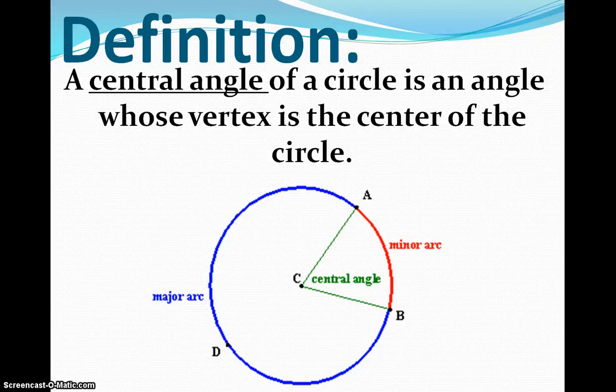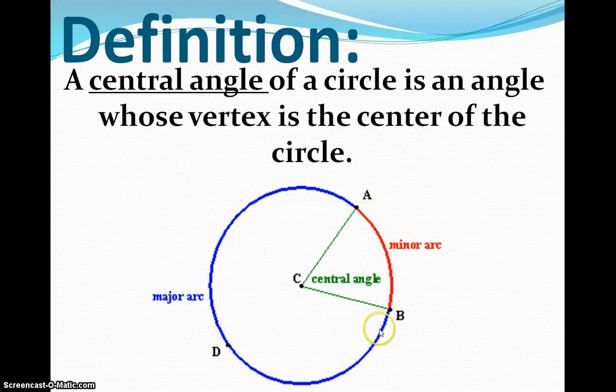The central angle of a circle is an angle whose vertex is the center of the circle. So we have C as the center of our circle, and as we go out, we have our minor arc and our major arc. There is a central angle here from A to B, which makes up the minor arc, and technically there is a reflex, or major arc, angle here, which makes up A all the way through D all the way to B.